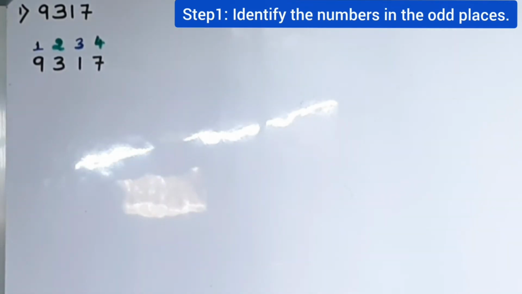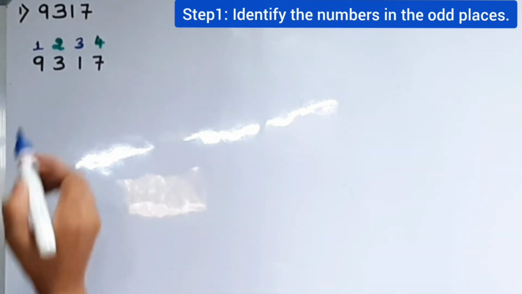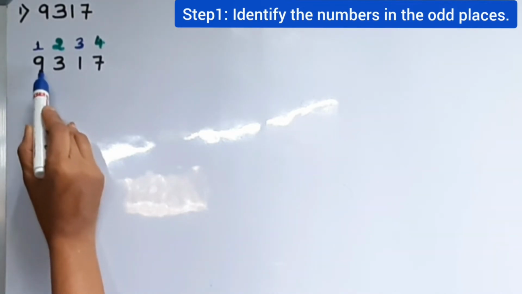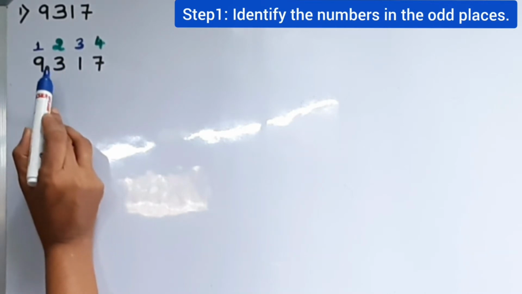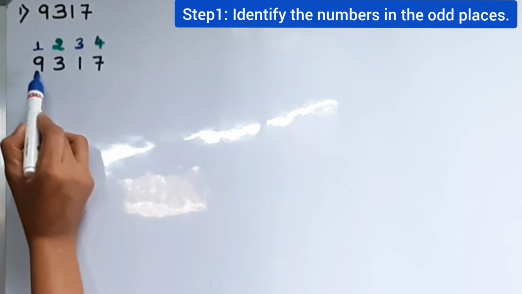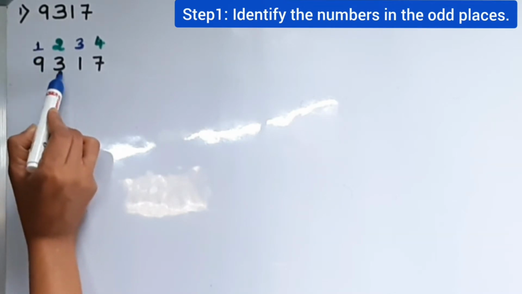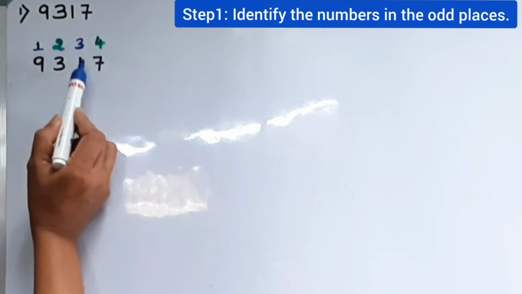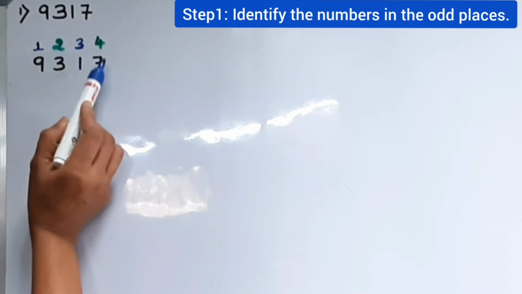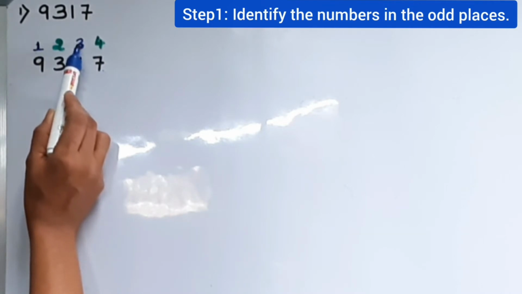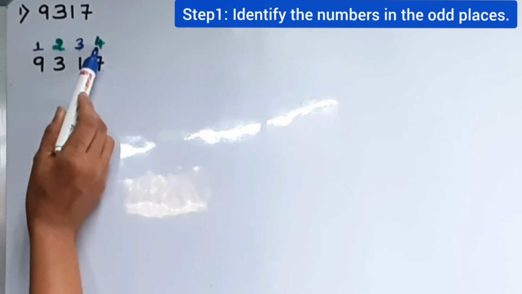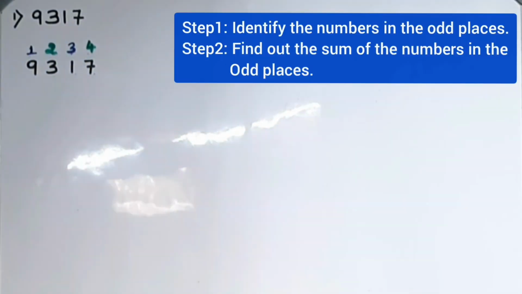See here, don't get confused. Here we are not concentrating on the numbers, just on the places. Means 9 is in the first place, 3 is in the second place, 1 is in the third place, 7 is in the fourth place, and 1 and 3 are odd places and 2 and 4 are even places.